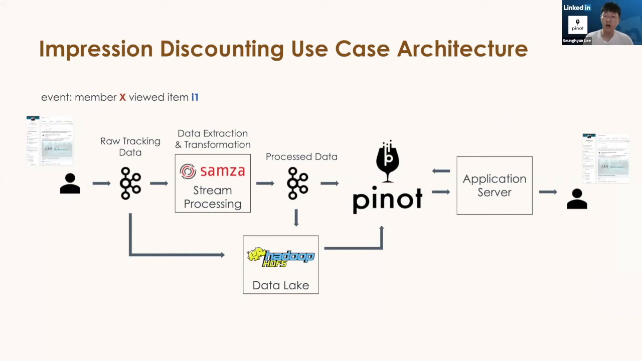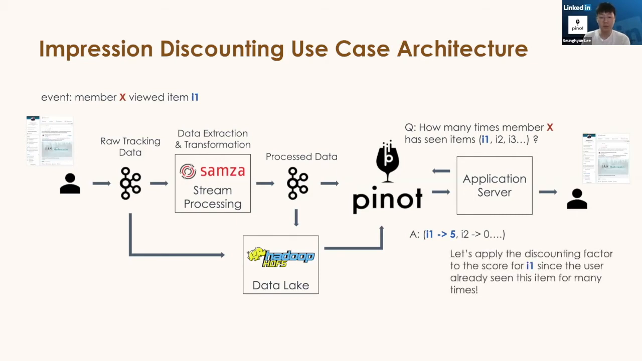In Samza, we extract and transform the events and write to another Kafka topic. And that topic will again be consumed by Pinot. Both raw and processed data are written to the data lake, and they are used for the offline ingestion to Pinot. While the data is ingested to Pinot, the application servers are continuously querying Pinot, asking how many times member X has seen items I1, I2, I3, and so on. Then Pinot computes the query on the fly and gives the counting results back to the application servers.